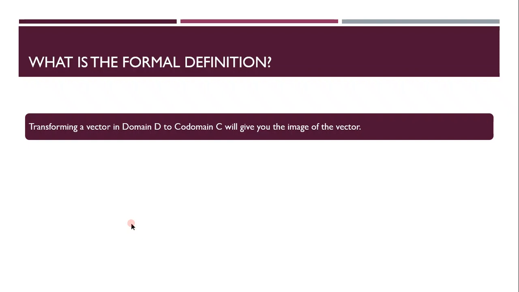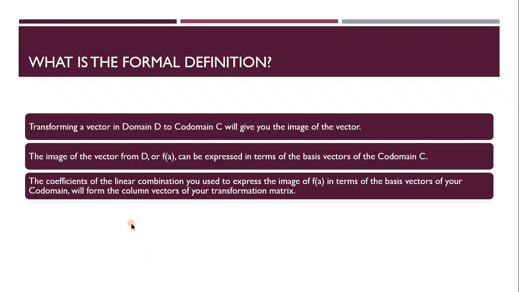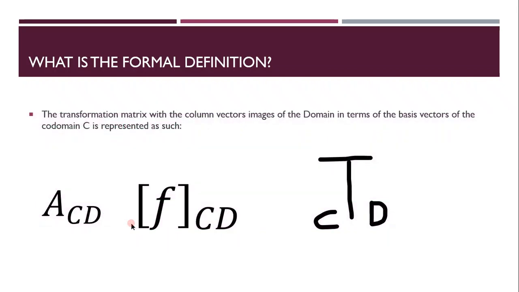So transforming a vector in domain D to codomain C will give you the image of the vector. The image of the vector from D, or f of A, can be expressed in terms of the basis vectors of the codomain C. The coefficients of the linear combination you use to express the image of f of A in terms of the basis vectors of your codomain will form the column vectors of your transformation matrix, i.e., the image of each basis vector can be expressed in terms of the basis vectors of the codomain, and the numbers you need to multiply to add the basis vectors to create the image of the vector is one of the columns of your transformation matrix. Don't worry if you don't get it, we're about to do 5 examples.